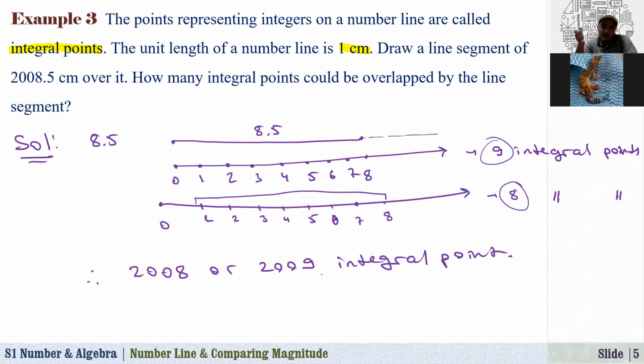How many integral points? 0 is also an integer, so you have to include 0. That gives 2009. But if the starting point of the line segment does not overlap 0, we should start counting with 1, and it will be 2008. So the line segment overlaps either 2008 or 2009 integral points.